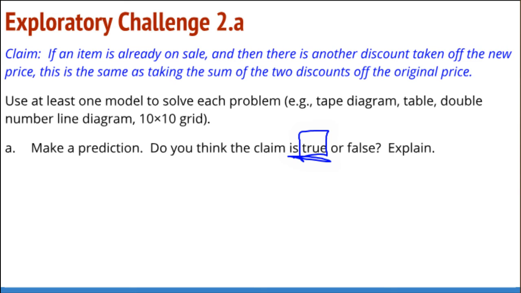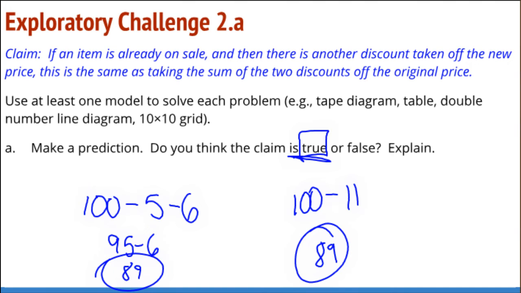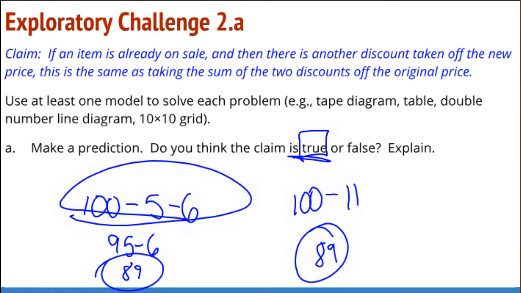For example, if I were doing 100 and I was taking away 5 and I was taking away 6, I'd get 95 minus 6 and I would get 89. And if I add the 5 and the 6 together, 100 minus 11, I still get 89. So I totally think that this is going to work because I can do it with subtraction. I can add the 5 and the 6 together and then subtract the 11, or I can take off the 5 and then take off the 6, and I'll still get the same answer.